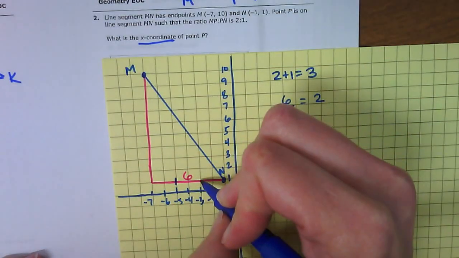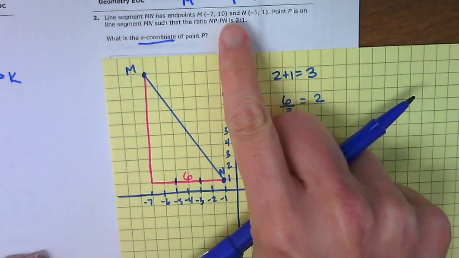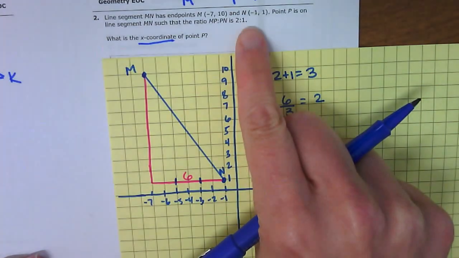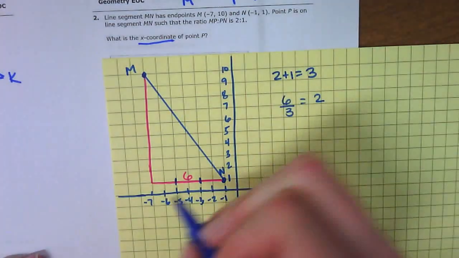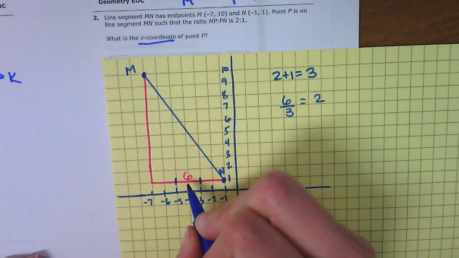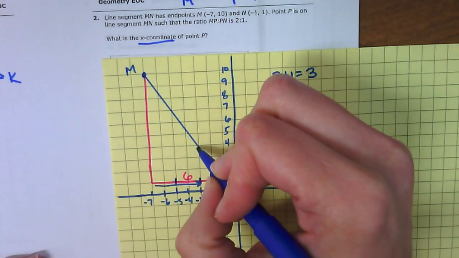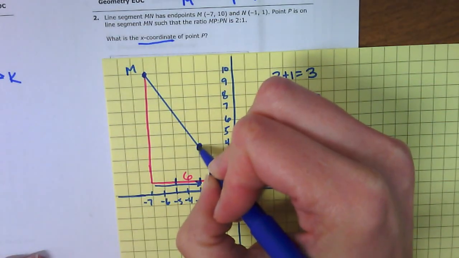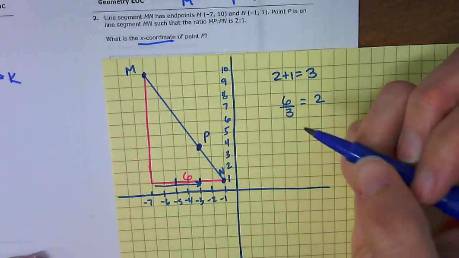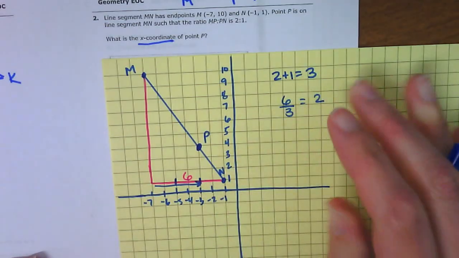So this is how I would split it up. To get my ratio of 2 to 1, on the left side I want 2 parts, on the right side I want 1 part. So I want 2 parts, that's going to give me 4 units here. So I know I'm moving 4 units this way. So if I'm moving 4 units this way, I'm going to be right here for point P. So my x value for point P is at -3.